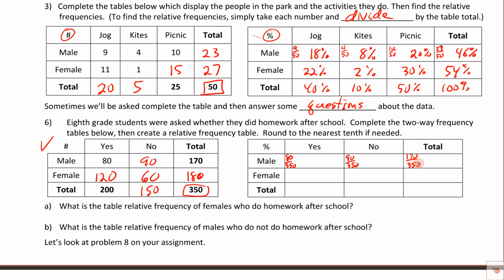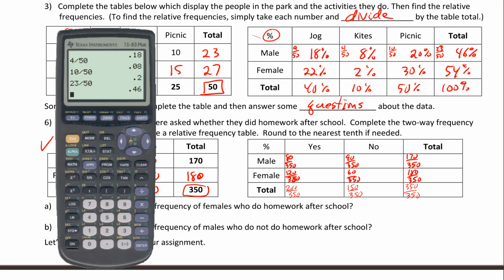So we're going to take each one of these numbers and divide it by 350. So this is 120 by 350. This is 60 by 350. And this is 180 by 350. And I'm going to change to a smaller marker here. So this is 200 by 350, 150 by 350, and 350 by 350.